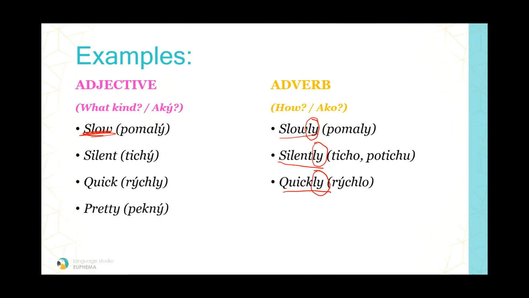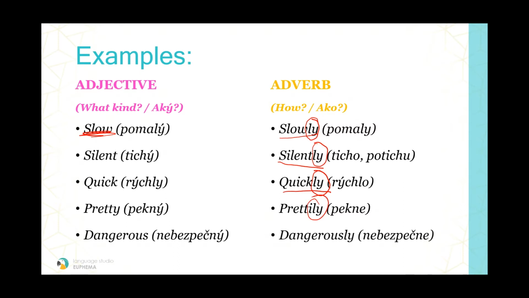Pretty. What kind of dresser is he? He's a pretty dresser. So how does he dress? He dresses prettily. That means that he wears very nice clothes, right? And finally, dangerous. What kind of driver is he? He's a dangerous driver. So how does he drive? He drives dangerously.